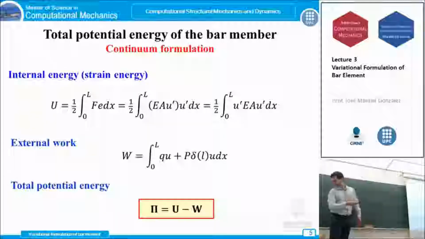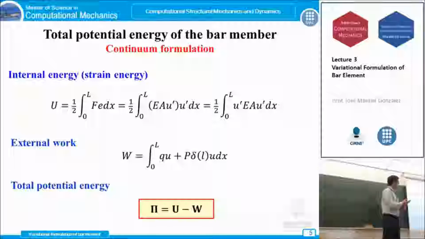So let's see. We are going to start our formulation talking about this total potential energy functional, calculated in this way. For a bar element of length L, we can calculate the internal energy using this expression. In fact, the internal energy density is calculated as 1/2 the stress times the strain. This is the internal energy per unit of volume. We always talk about this total energy per unit of volume.